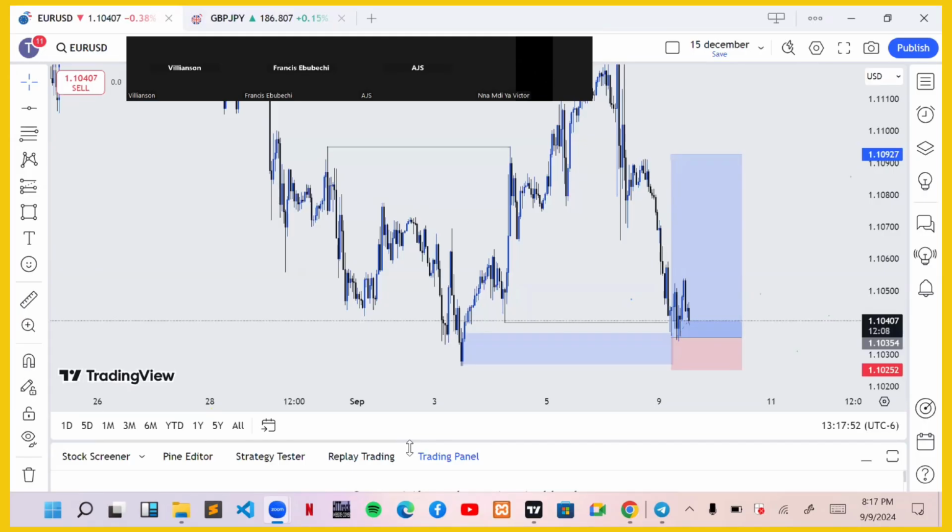If the pullback does not happen after the break of structure or after the market structure shift, it is not an inducement. The pullback has to happen after the break of structure and after the market structure shifts. You can't consider the one that happened before.